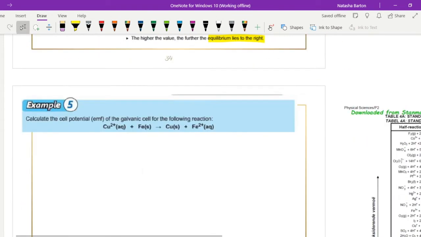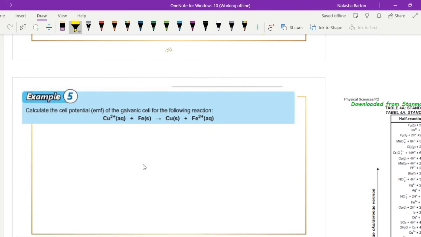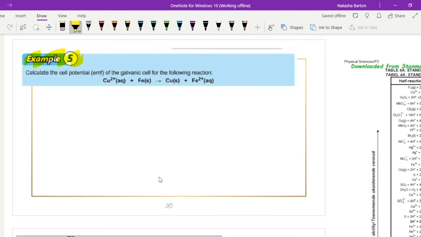Okay, so let's look at a few examples. Example 5, this is taken from the Olivier textbook. They say calculate the cell potential of the galvanic cell for the following reaction. Copper ions react with iron to form copper solid plus iron 2 plus ions.